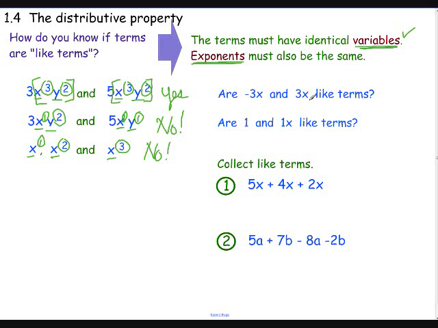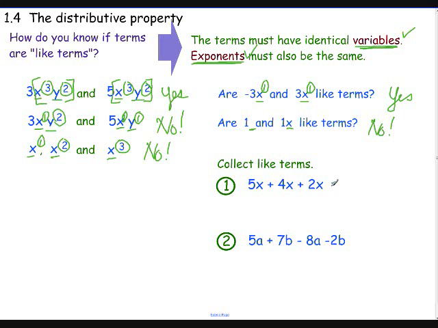Negative 3x and 3x, are those like terms? We're going to use our definition. They both have x, so the variables match. And their exponents, we don't see anything there, but we know it's the unwritten 1. So that's a match. Variable and the exponents match, so the answer is yes. These coefficients, they can be as different as anything, as long as they're numbers. Let's see. Are these two like terms? Well, this has an x and this has nothing. No, those do not match. Those are not like terms.